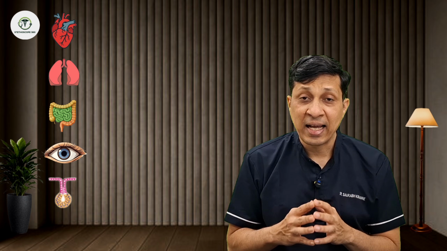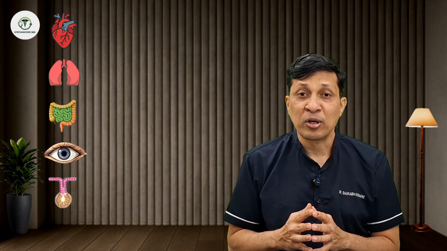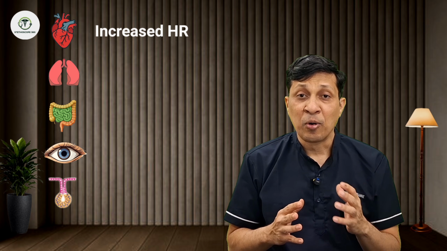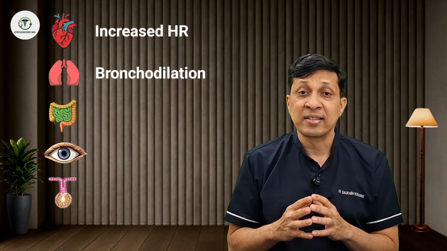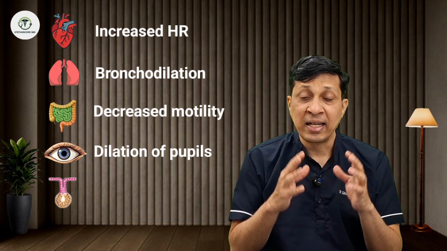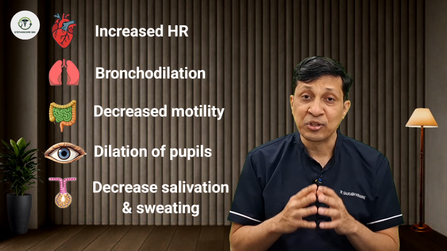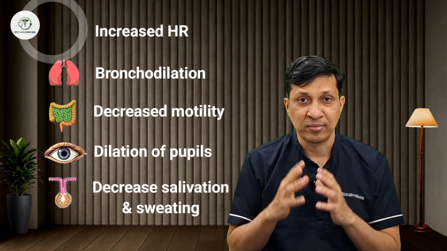The muscarinic receptors are present on different organs in the body like the heart, lungs, gut, eyes and various types of glands, and hence atropine has a widespread action in the body. It causes an increase in heart rate, bronchodilation, decreased motility of the intestine, pupillary dilatation and decreased secretion of various types of glands. So these are the actions of atropine in the body.